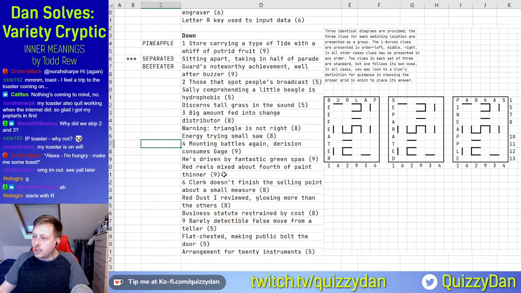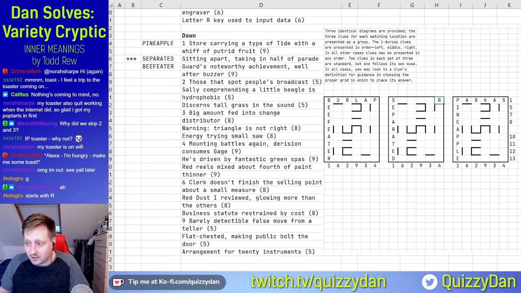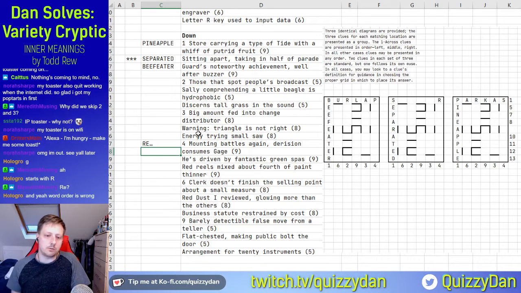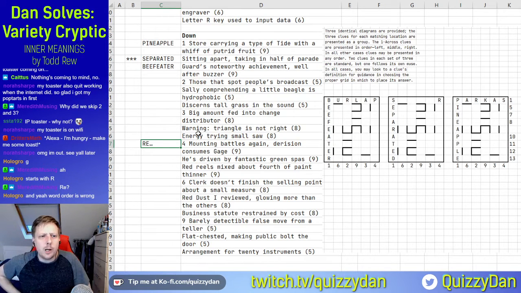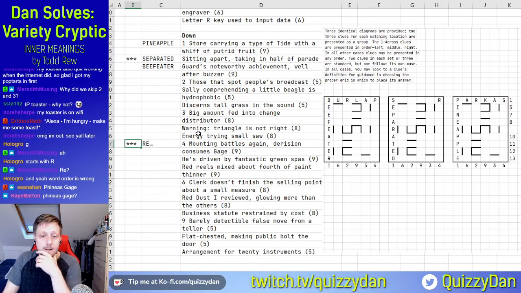Starts with R. Okay, that's actually a really useful hint, because we now know it has to go in this middle grid, because it can't go in P or S. Consumes gauge, mounting. Battles again. Refights. Rehires. If you're mounting, you're getting up again. You are rehiring, rehorsing. You're saying that the word order is wrong here.